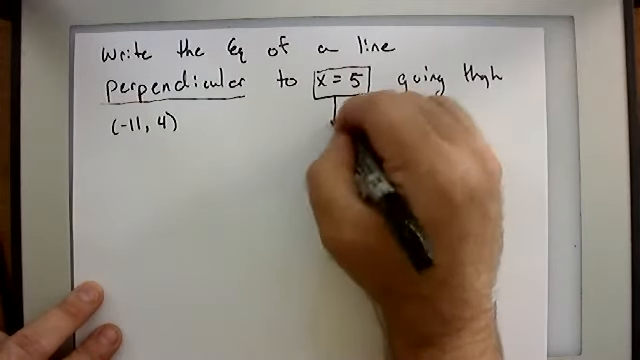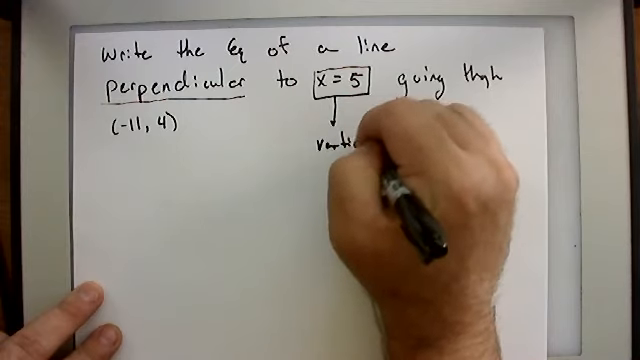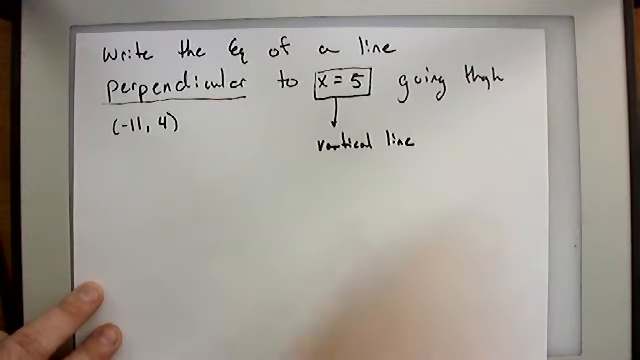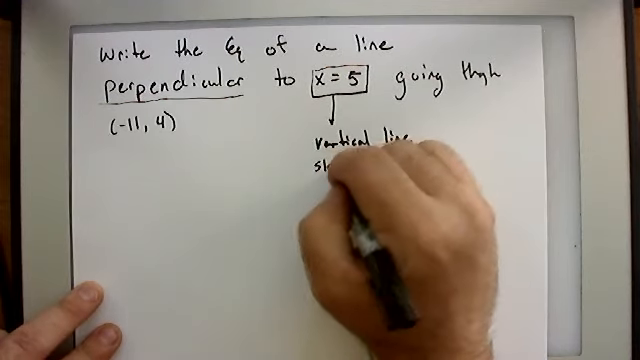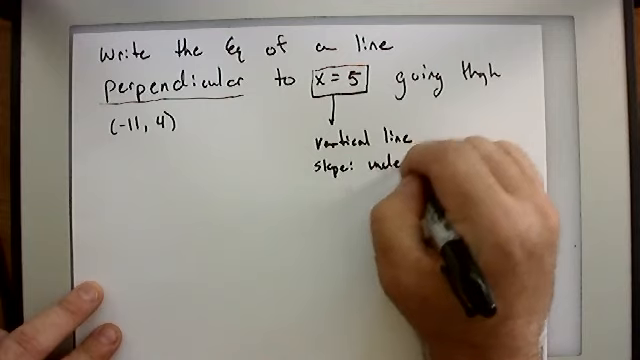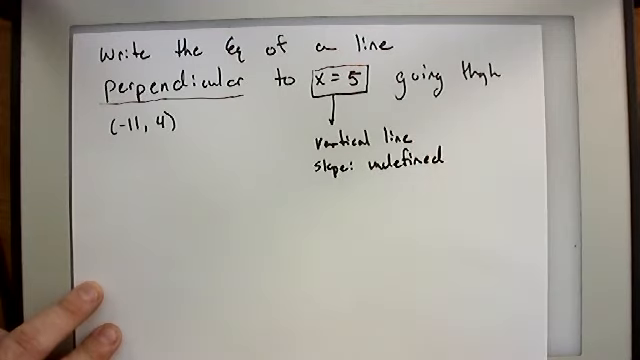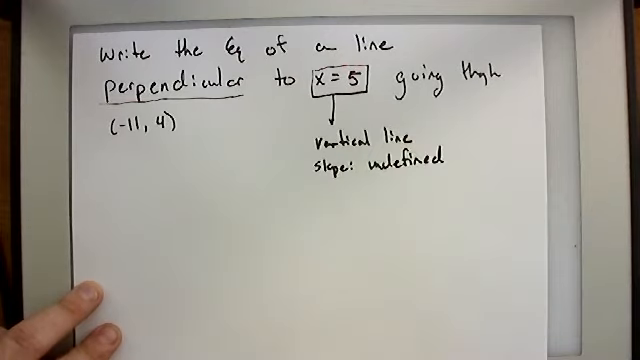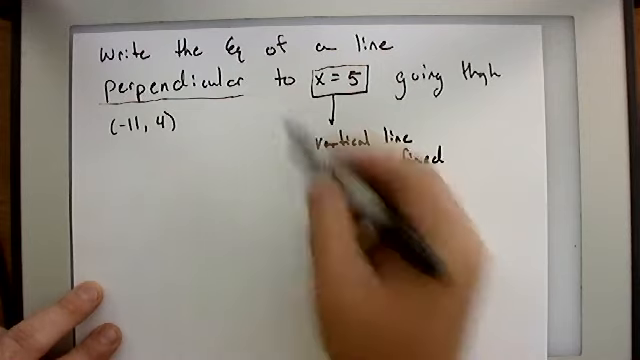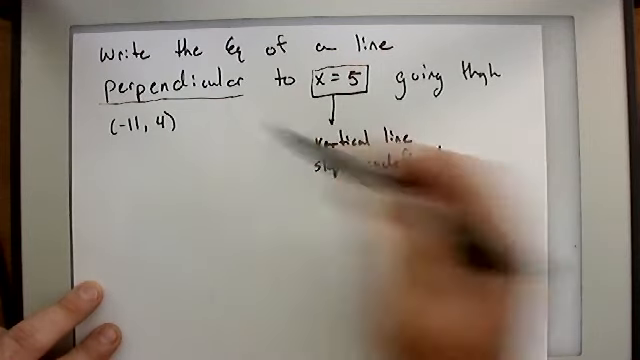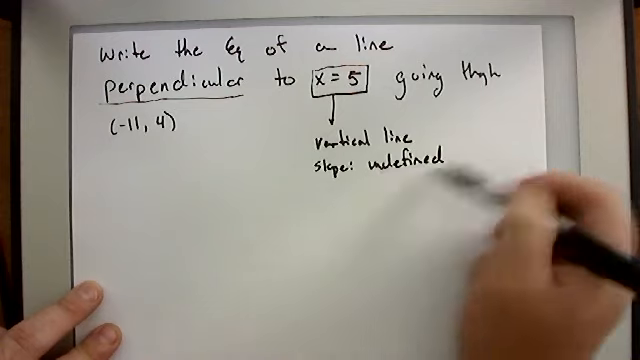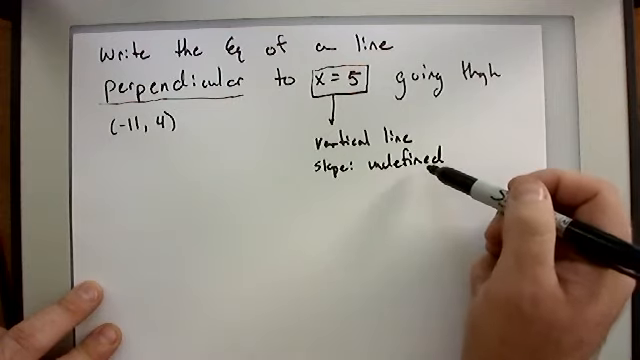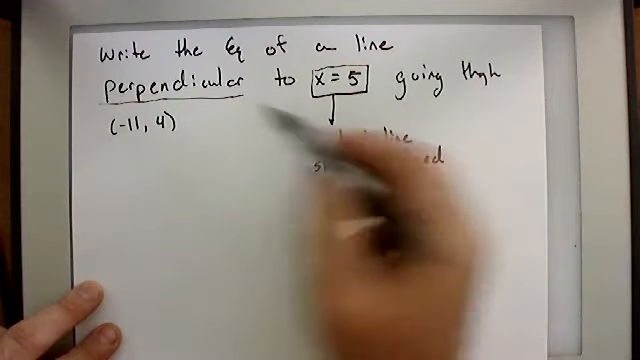So here's the first thing. You better realize that that's a vertical line. They're not going to tell you that. You need to recognize it because of the equation, which means the slope is undefined. Well, that still doesn't really help us, does it? That's a vertical line and the slope is undefined. We're supposed to be perpendicular to that. Well, how do you take undefined and flip it, right? Perpendicular means change the sign and flip it. How do you change the sign of undefined and flip it? Well, you don't. So we're kind of stuck.